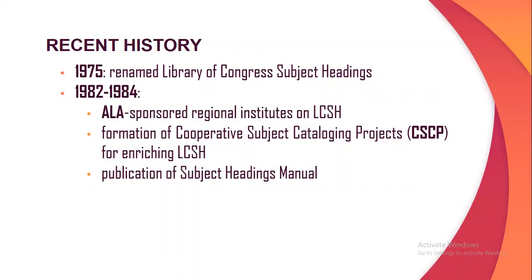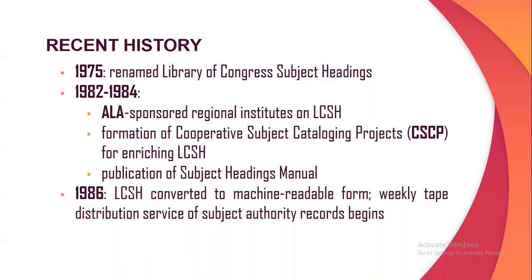The American Library Association sponsored regional institutes on the Library of Congress subject headings, which were the first widespread training outside of the Library of Congress. Next, in 1986, the Library of Congress subject headings converted to machine-readable form, and the weekly tape distribution service of subject authority records began.